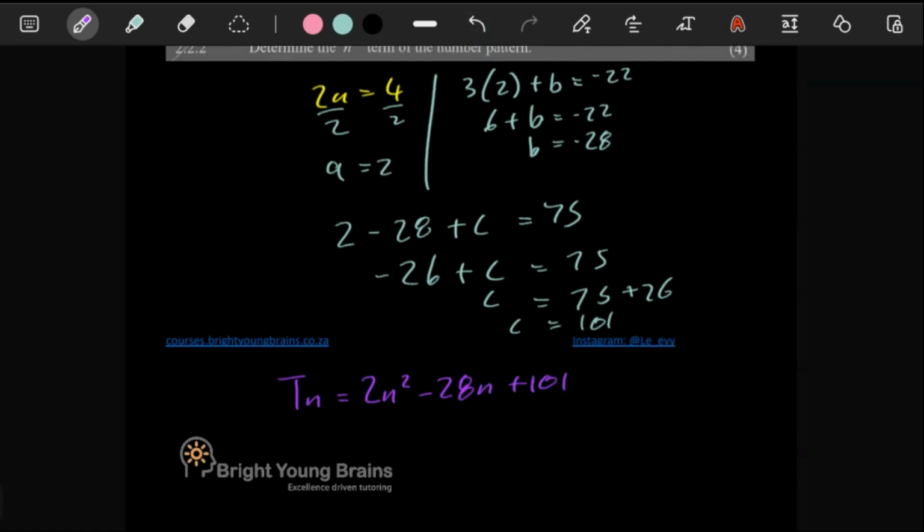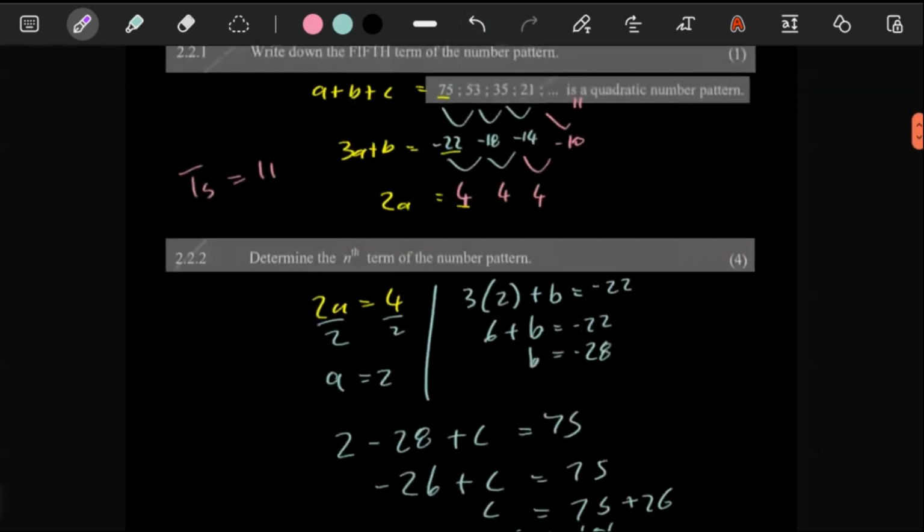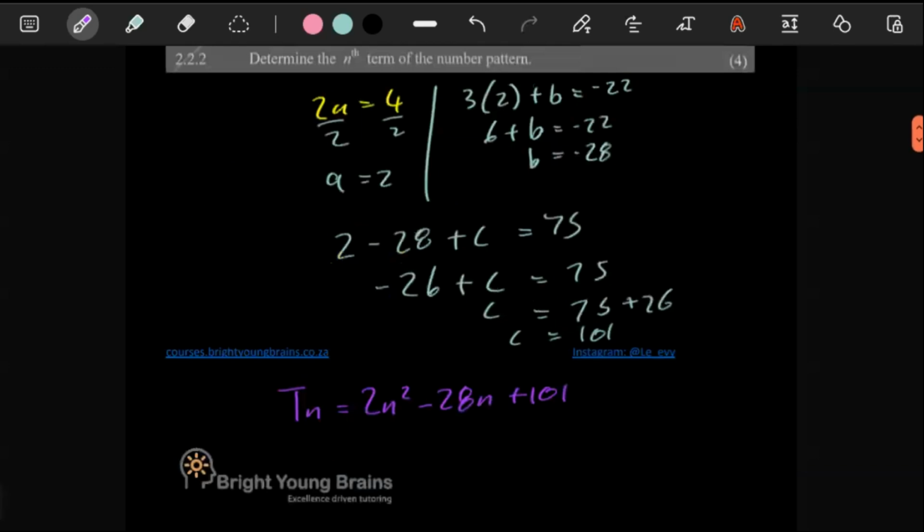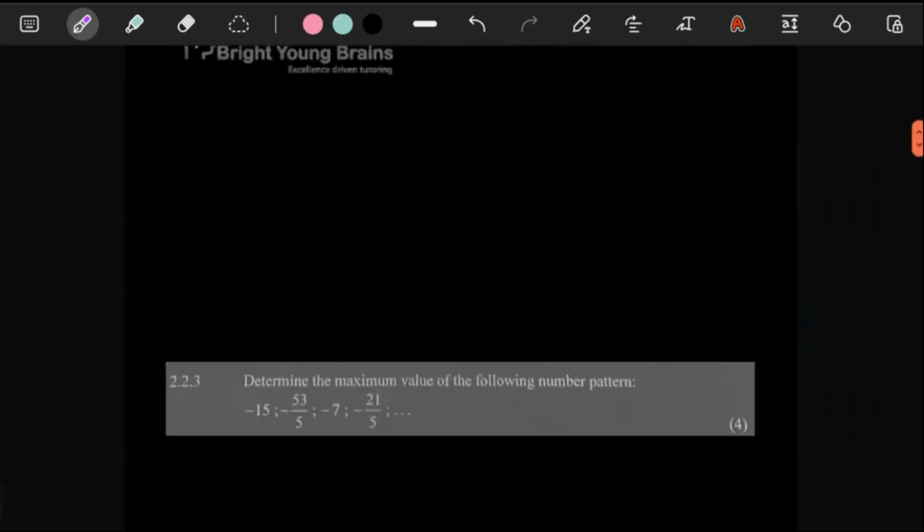Perfect. So to test your formula, let's just put T3 and see if we're going to get 35. So let's see in our calculator: 2 times 3 squared minus 28 times the 3 there plus 101, right? This is giving us 35. Yep, it is the correct answer. So we can move on.